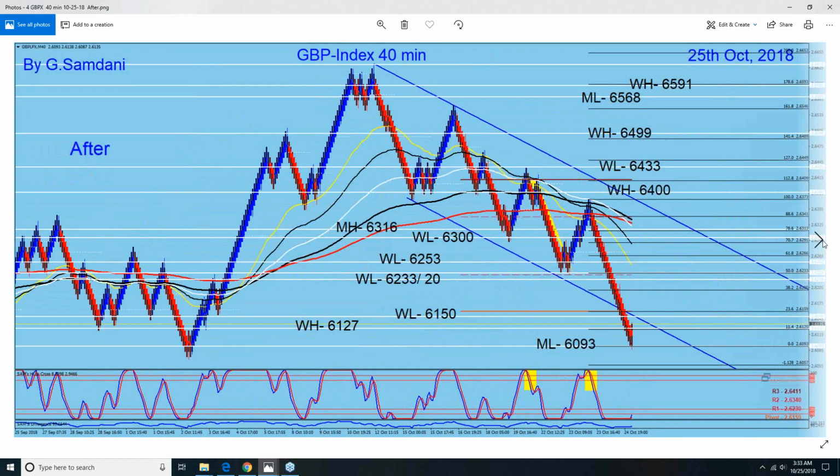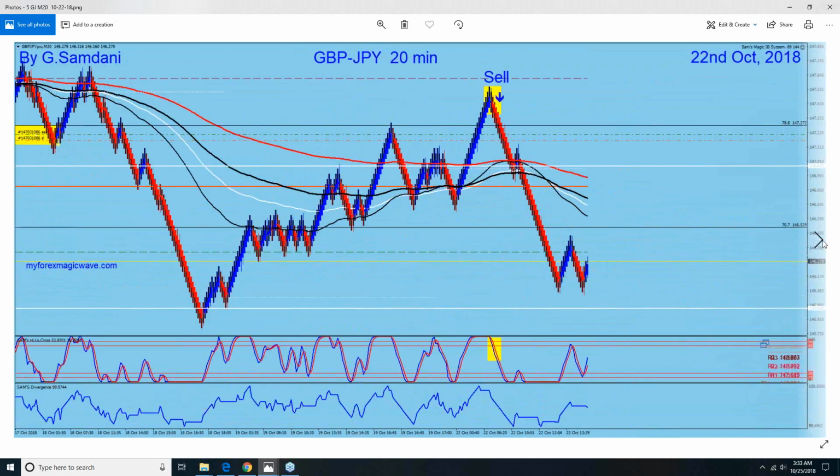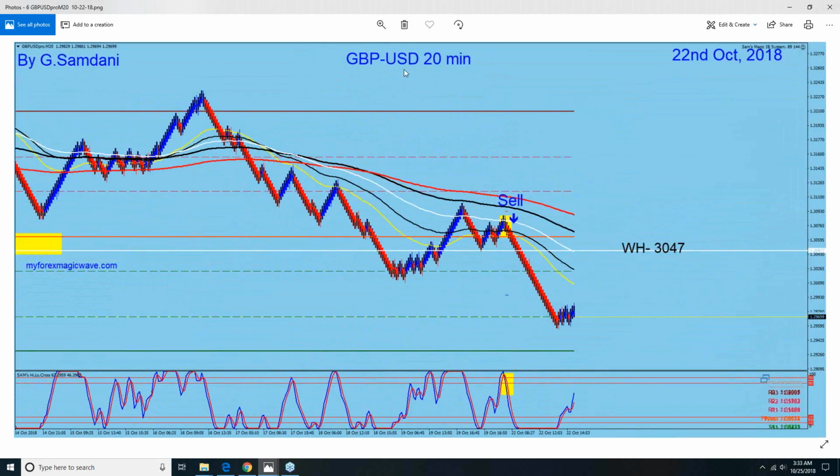Okay, this is the pound index 40-minute chart. So the first trade was on the 22nd. This is sell pound yen 20-minute, beautiful entry all the way down, right? That was around 100 pips something. It's also pound USD, very nice setup, and the trade I accidentally closed. I told you that, right? It wasn't there, but before, while I was making the chart, I just closed it.